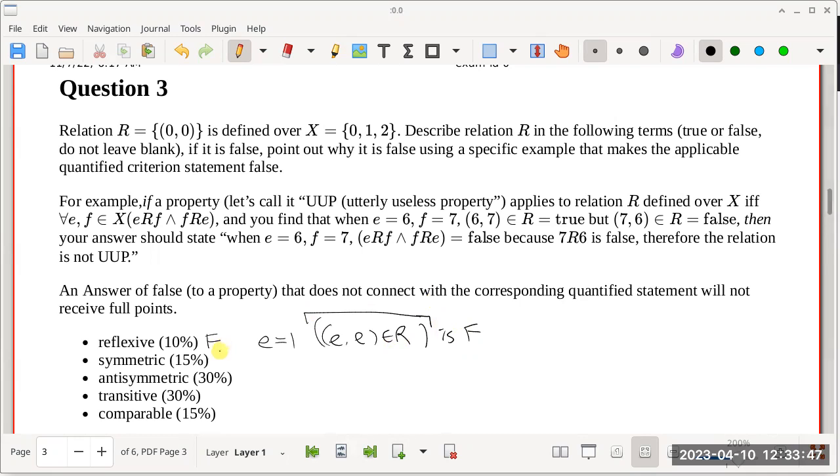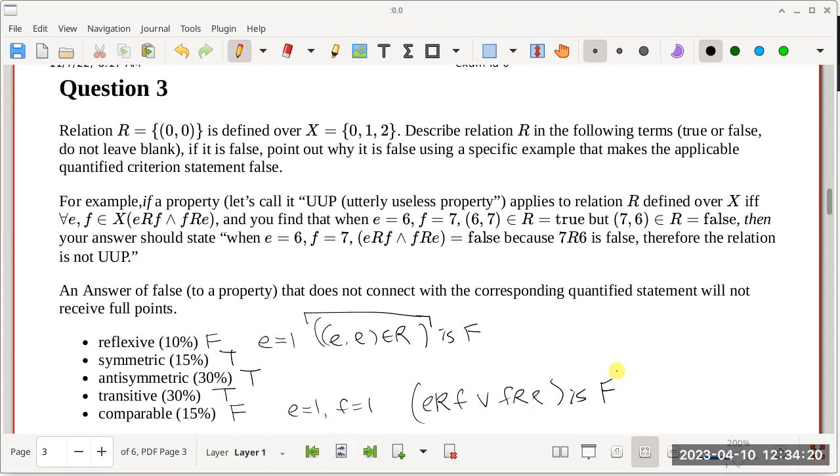All right, is it symmetric? Yep, it is symmetric. Is it anti-symmetric? Yes, it is anti-symmetric. Is it transitive? Yes, but it is not comparable. And once again, you can say E equals 1, F equals 2, because in this case you want to tell me that E R F, or F R E, is false. So we can use either notation, because E comma E as a two-tuple in R is really the same thing as E R E. It's just a different type of notation.